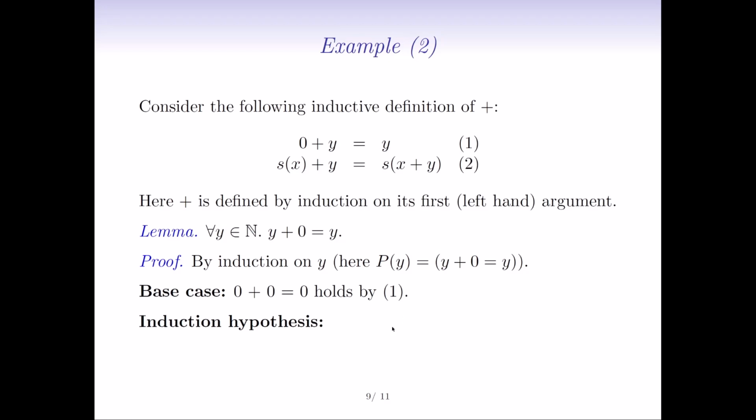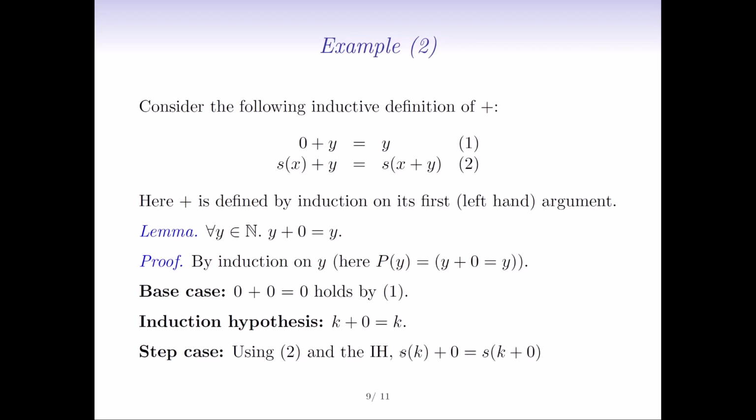For our induction hypothesis, we have to assume that p holds for some arbitrary natural number. So we'll take this arbitrary number to be k, and we're going to assume that p holds of the natural number k, which means exactly assuming that k plus 0 is equal to k. Then for our step case, what we have to show is that p is true for the successor of k. So that means showing that the successor of k plus 0 is equal to successor of k. So we're going to use equation 2 and the induction hypothesis.